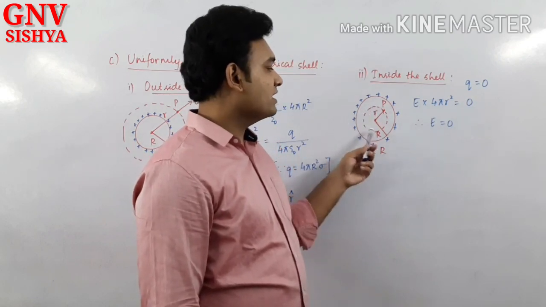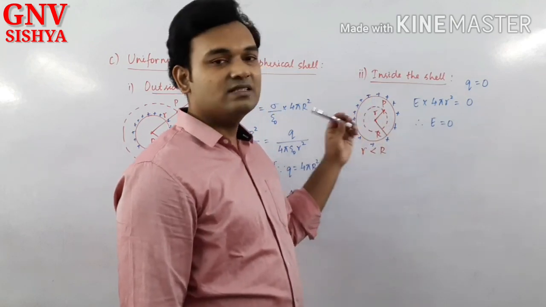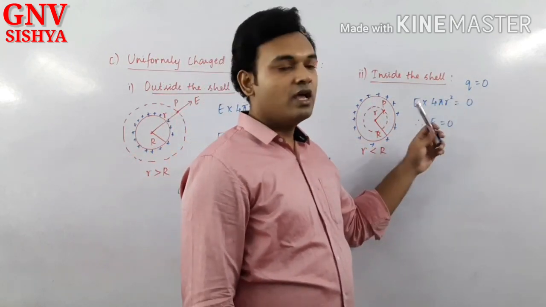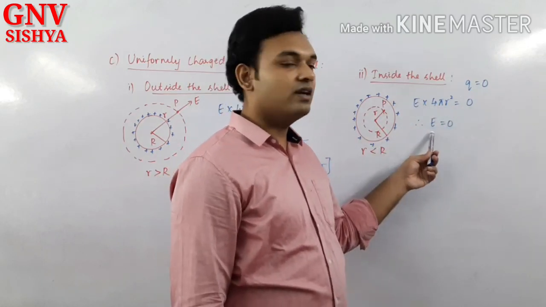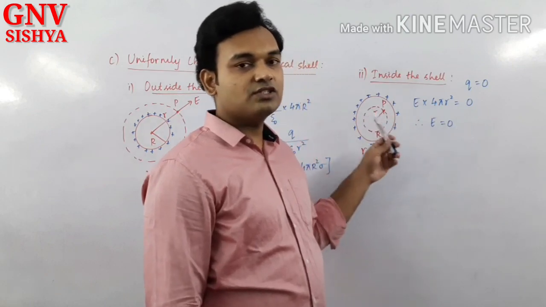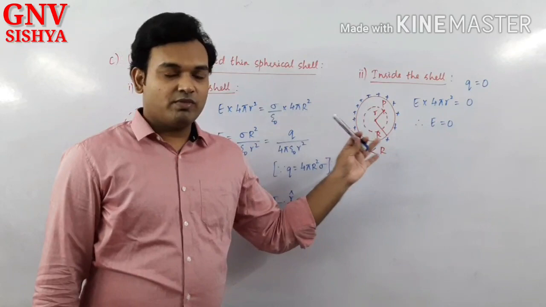And what will be the charge enclosed? All the charges are found outside the Gaussian surface. No charges are inside. So therefore, Q equal to 0 and E into 4 pi r square, we'll get it equal to 0. Therefore, electric field is 0 inside a charged spherical shell. Okay, very important point. So you have to remember that.